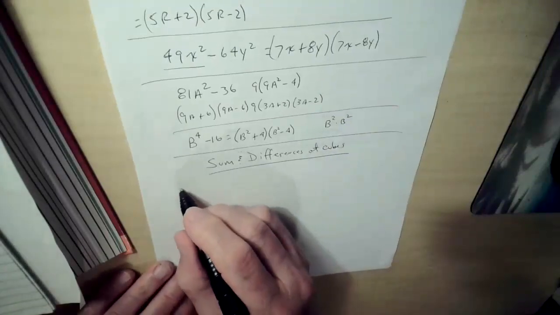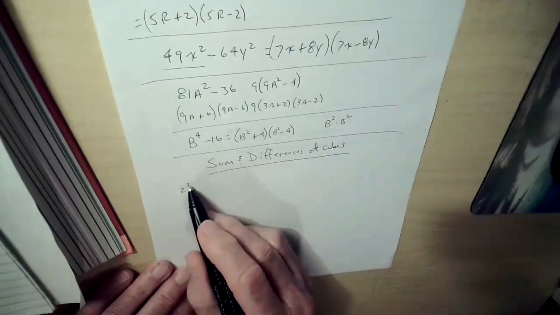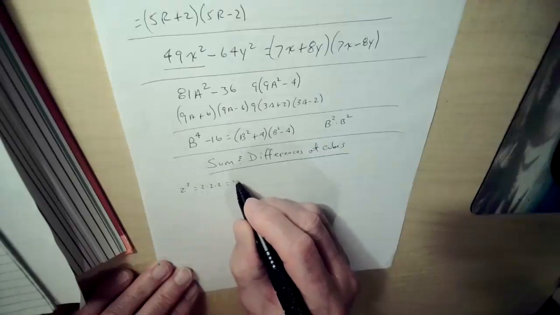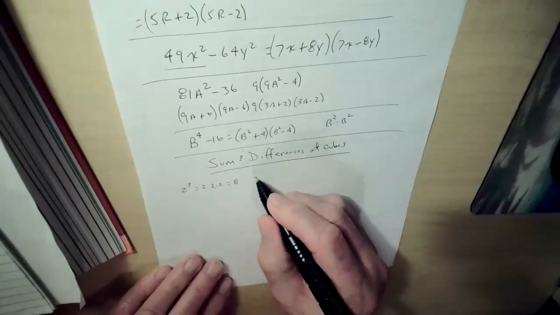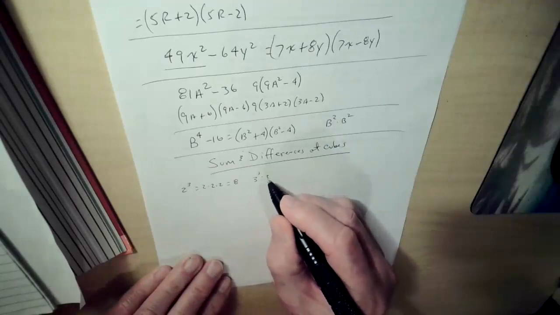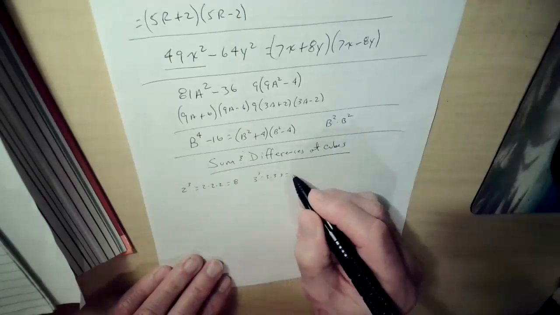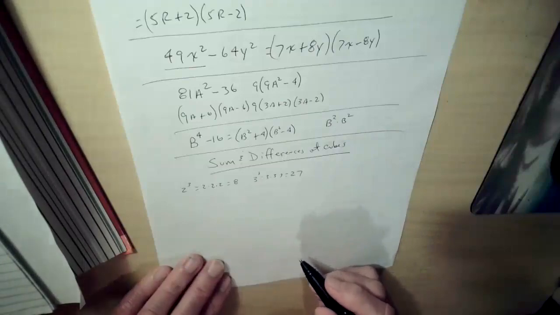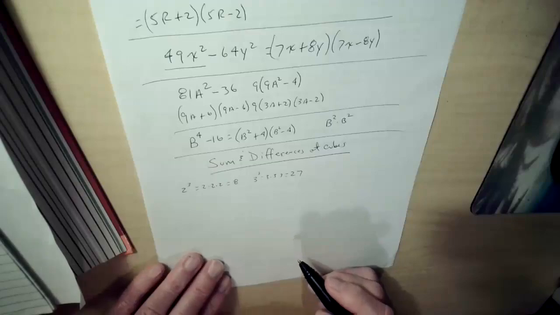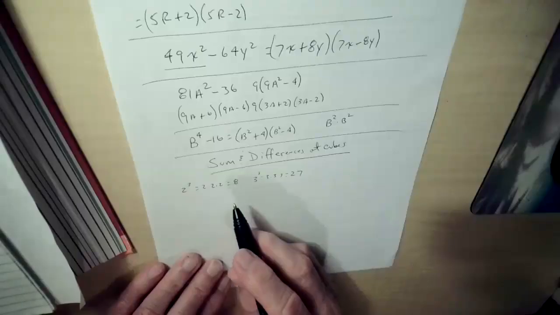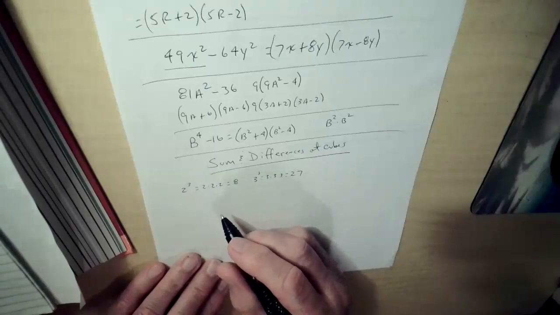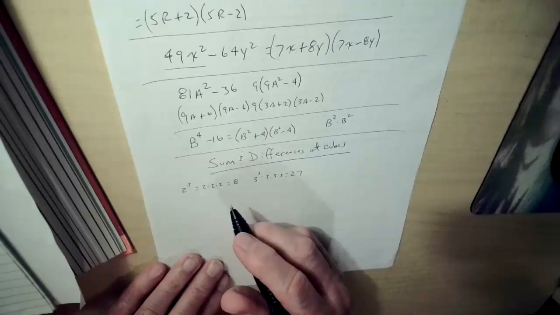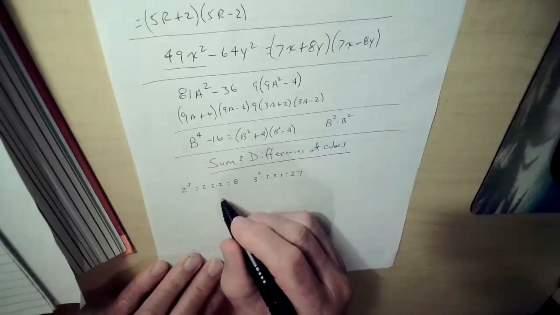Sum and differences of cubes. Now, what is a cube? Two cubed, the 3 there means cube. It is 2 times 2 times 2, which is 8. 3 cubed is 3 times 3 times 3, which is 27. Right. So the thing to do here is the sum of cubes.